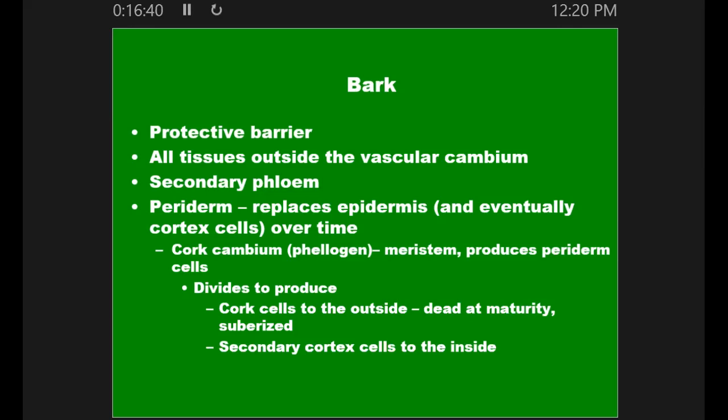So those cortex cells, those are called secondary cortex cells. They're just parenchyma cells. The older term for that is phelloderm, which I put in parentheses. You don't need to know that. It's just that some of the slides or images are labeled that way. And so I wanted to clarify. But I think it makes more sense if you learn that those cortex cells are just parenchyma cells getting developed.